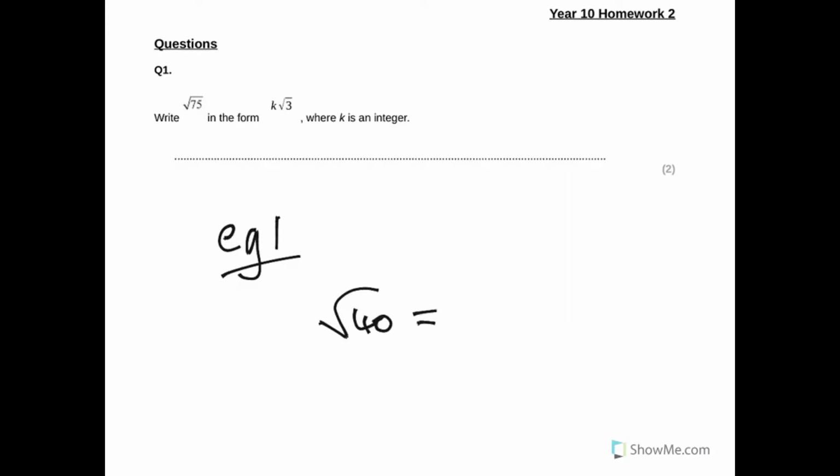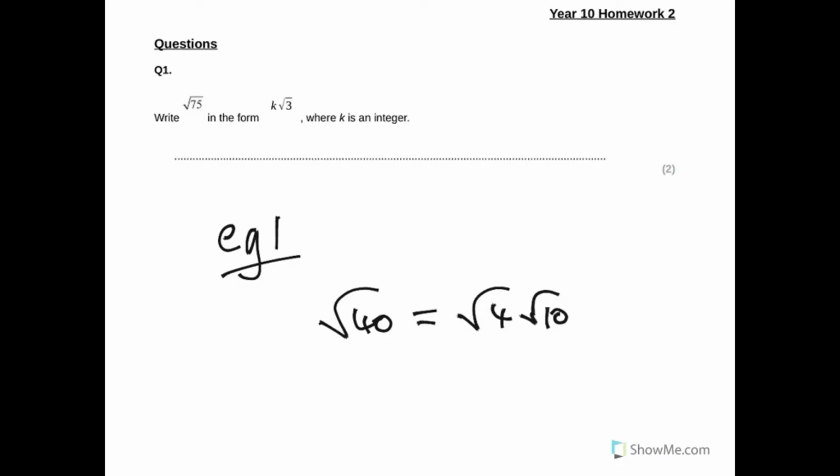Now I want to split this up into two new surds, and the two numbers I pick will multiply to make 40, but what I'm going to do is pick the biggest square number I can think of that divides into 40 to help me. Now, the biggest number I can think of is going to be 4, so I've picked a square number on purpose. You'll see why. Root 4, root 10.